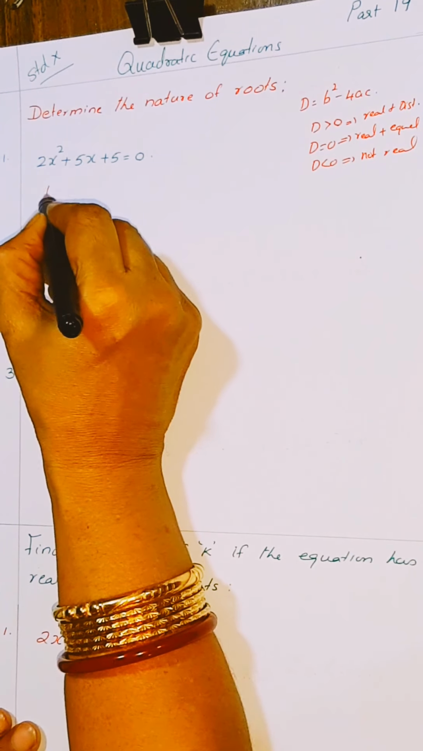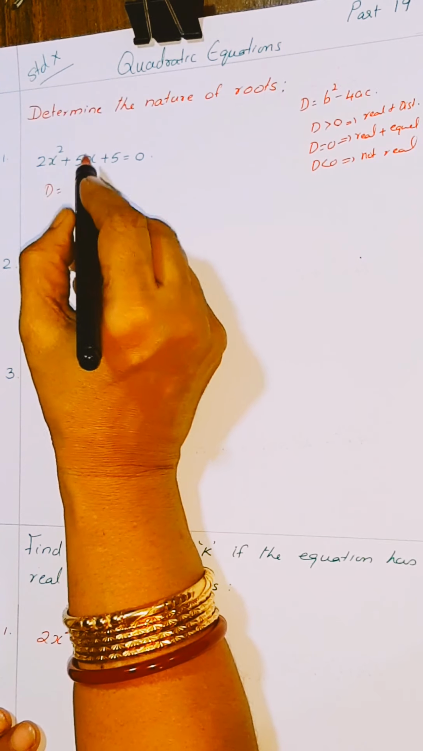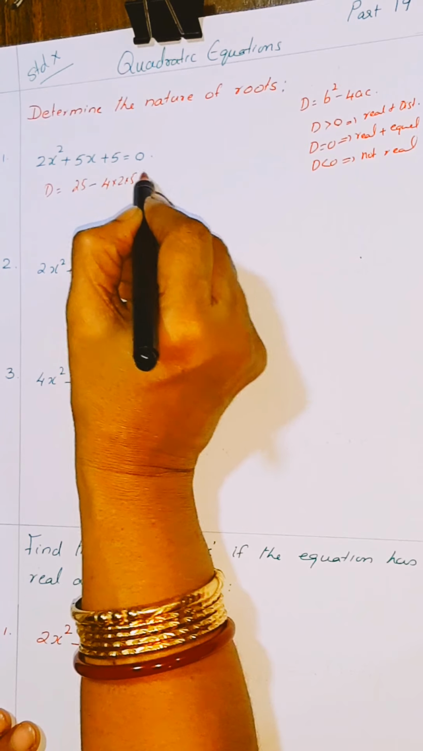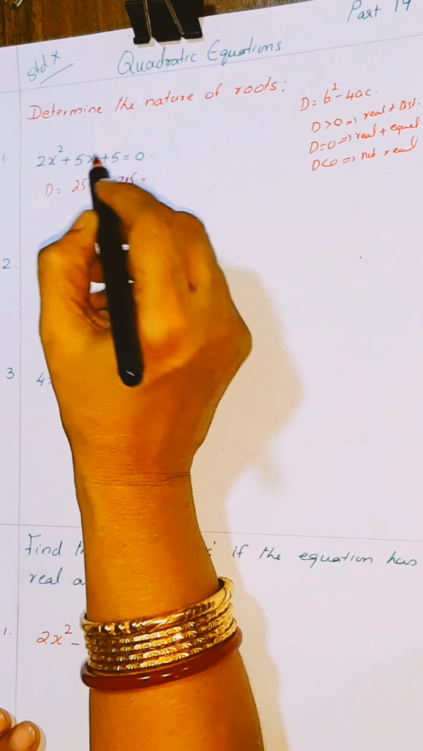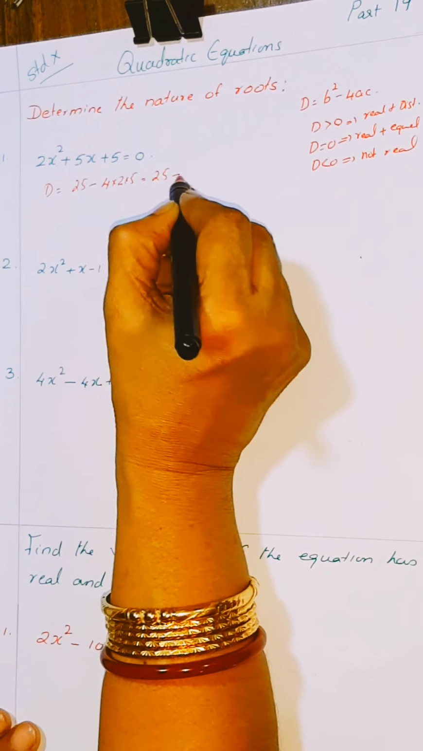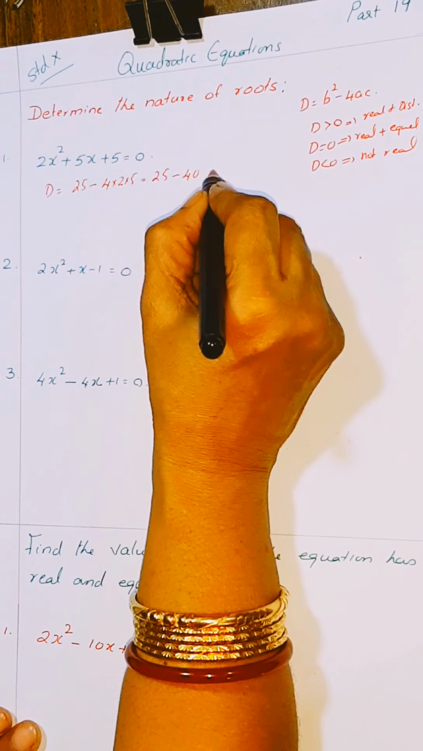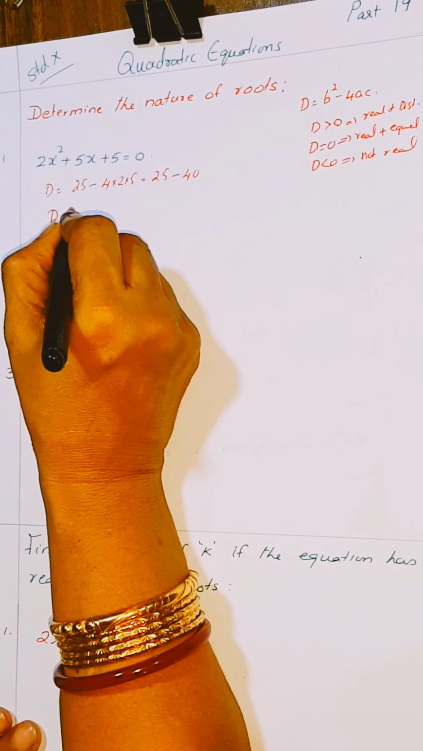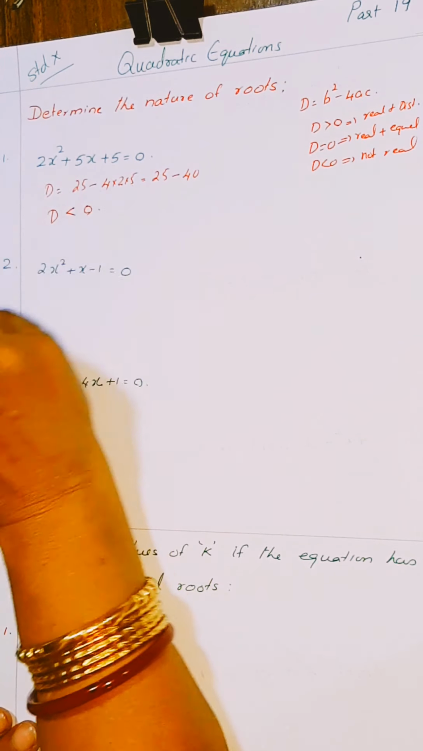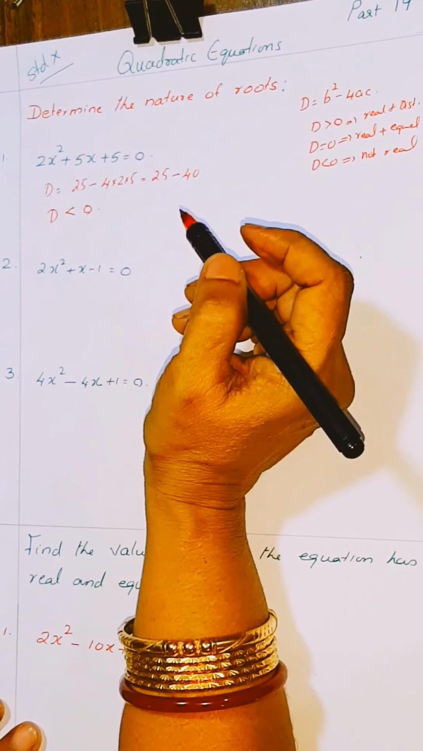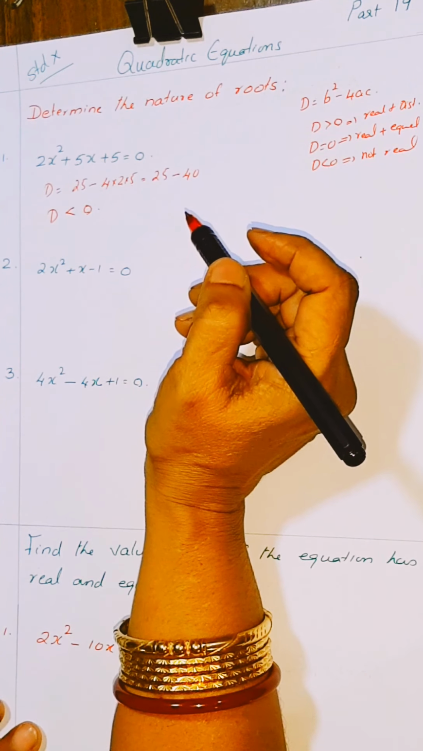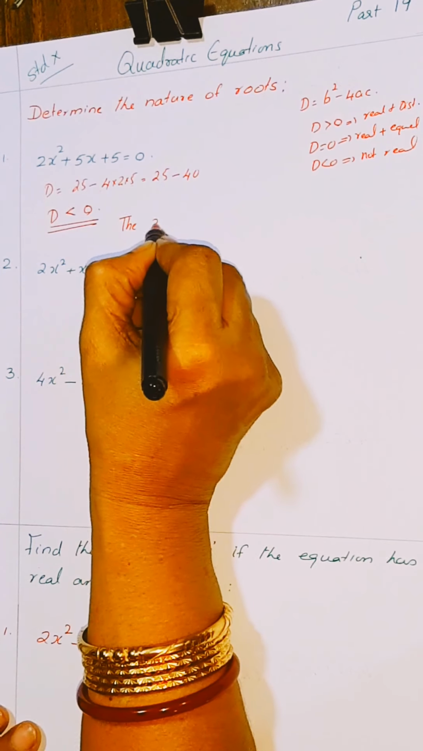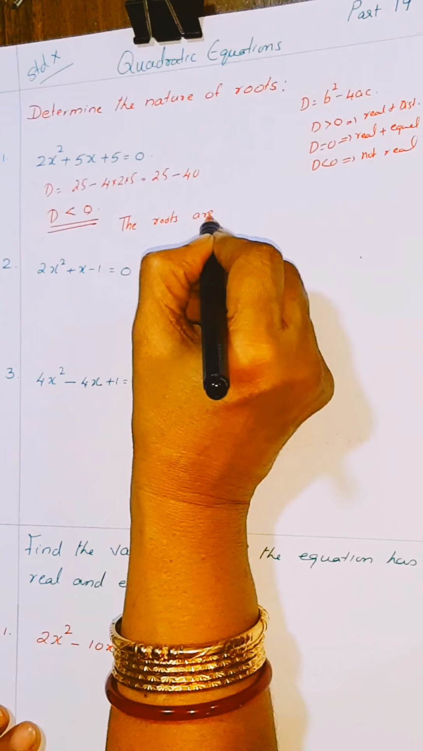Now we will find D is equal to b squared, which is 25, minus 4 into 2 into 5. So this is 40, 25 minus 40. So this is negative. So D is less than 0. So it is not real. The roots are not real.